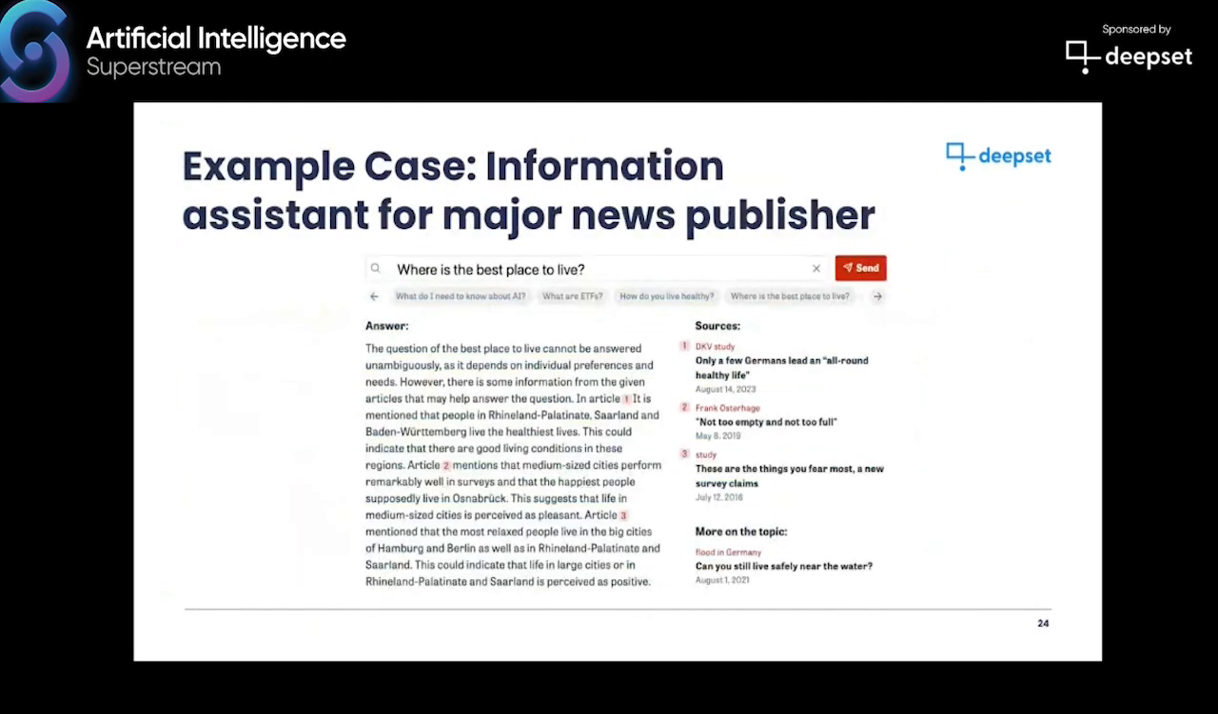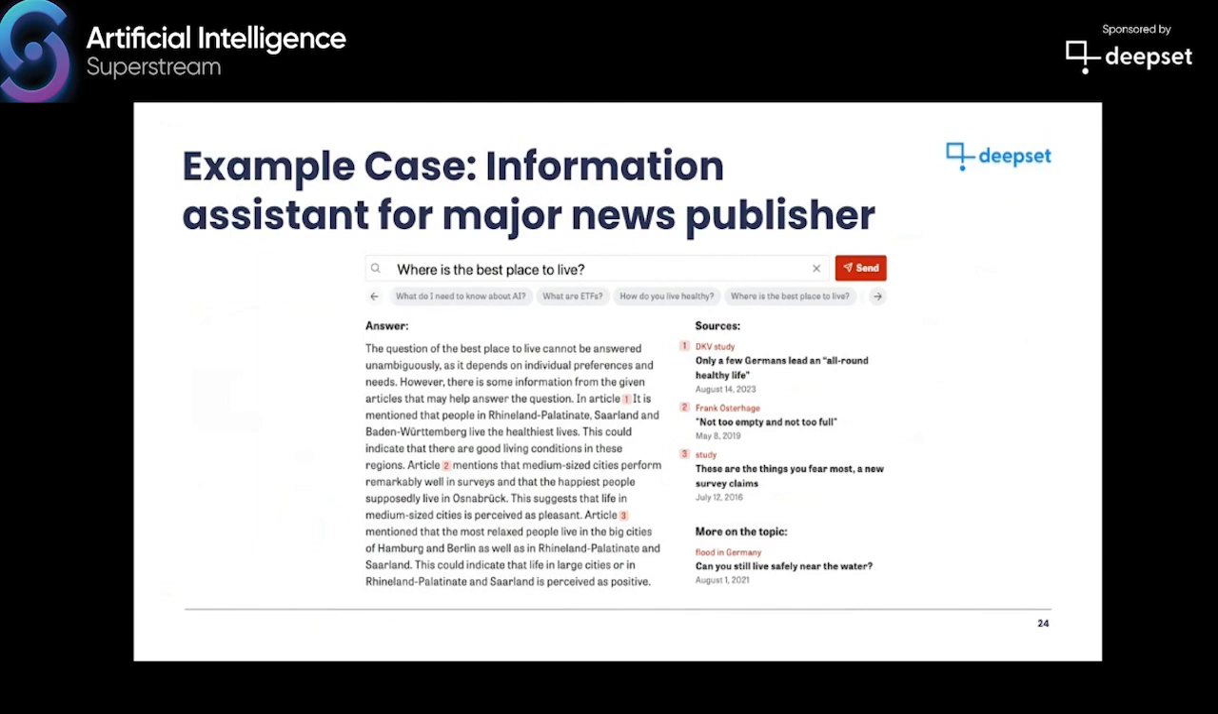Okay, so let's now wrap this up with one exemplary success story for RAG from one of our customers at Deepset. This is a major news publisher with millions of visitors on their website every day. They basically wanted to provide their users with another way of interacting with all the information available on their website. In this information assistant, users can ask a question and the RAG pipeline then generates a comprehensive answer. It also links the original articles as sources for each part of the answer. So this allows users to get a quick overview, but also then dive into the topic in more detail and read up about it if they're interested.